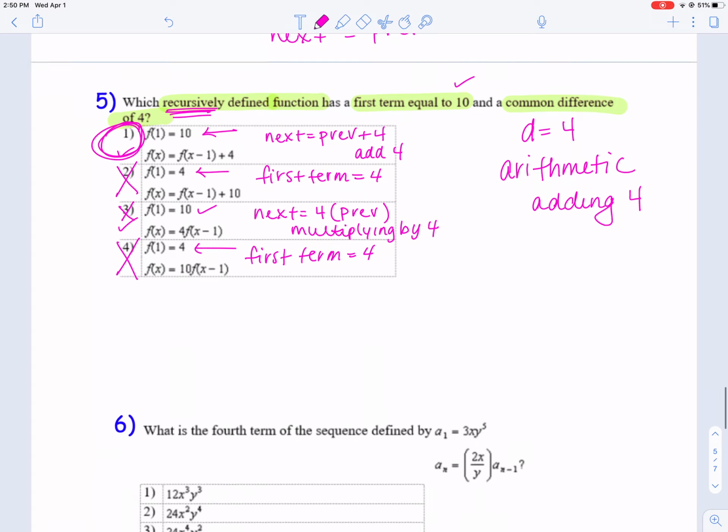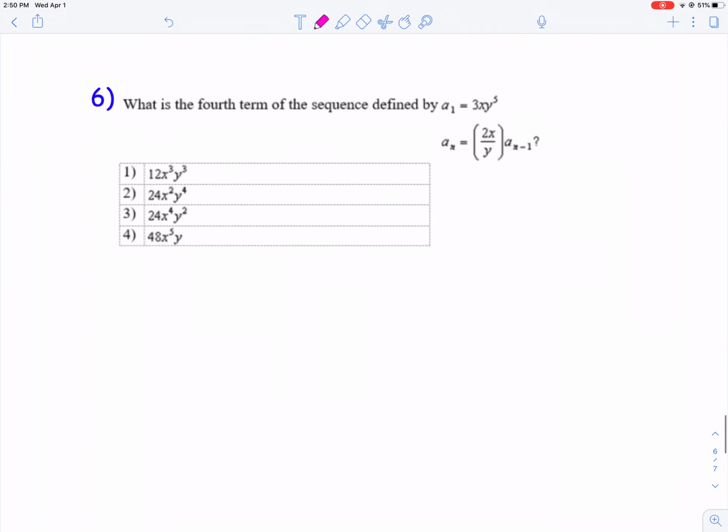Okay, let's take a look at 6. We're getting there. This is a good one. So they're giving you a sequence, and they want the 4th term of the sequence, and it's defined by, now this is immediately, here's what you need to say to yourself. This is recursive, okay? They are telling you that the first term, a sub 1, this is 3x y to the 5th. This is your first term, okay?